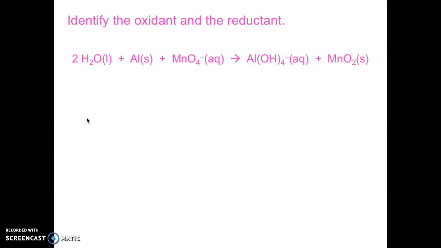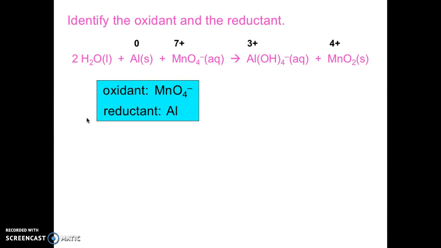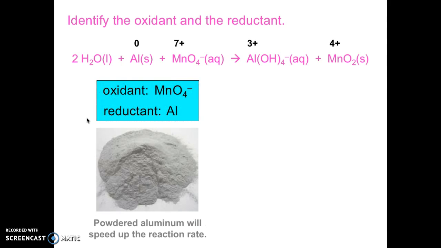See if you can do that here just as a practice. If you feel like you get this, you can just skip forward a little bit. But if we have water and aluminum and permanganate making aluminum hydroxide and manganese oxide, we see that the charges go something like this. We have 0 to a 3 plus, we have a 7 plus to a 4 plus. So when we're thinking about the oxidant and the reductant, we would say that the MnO4 is our oxidant and that the aluminum is the reductant, and you can see that with the charges.